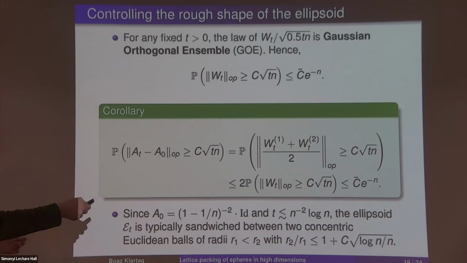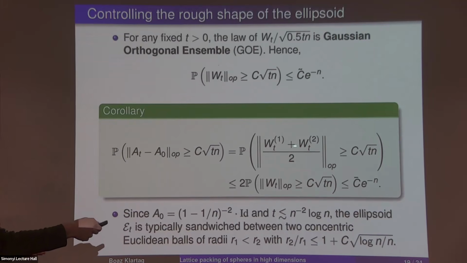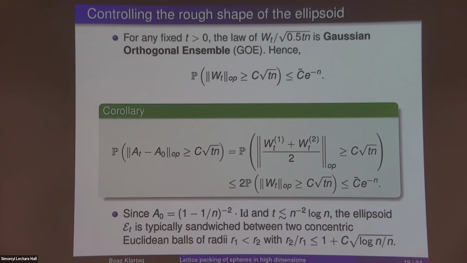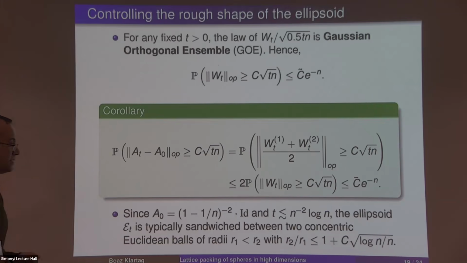Why? Because if you look at our process, what's the probability that it deviates from the identity? A_0 is the identity. Deviates from the identity by more than something, okay, it's a sum of Brownian motions. You do the union bound over the probability that each of them would be large. This is very small. So it means that typically, you already get that your ellipsoid E_t, at the times that I care about, is sandwiched between two constant Euclidean balls whose radii have a ratio very close to 1. So the ellipsoid does not do much, it just perturbs a little bit and that's all. This is the trivial corollary of this lemma.